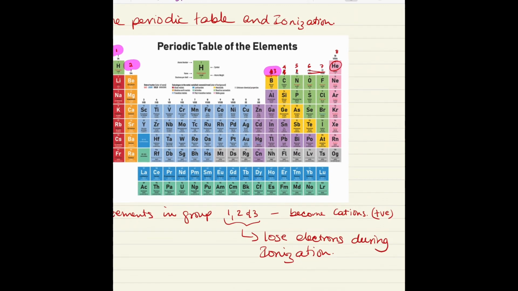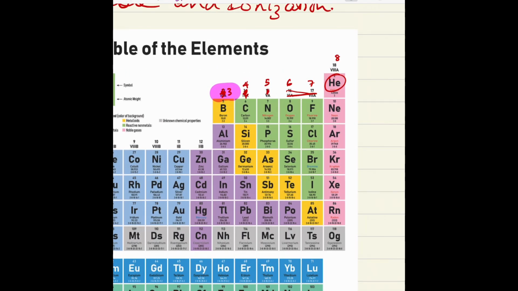If you remember correctly, we said elements with a valency of 4 will neither lose nor gain electrons. They do not ionize. So elements in this group do not ionize. They do not become ions, ever. Those are the elements in group 4.